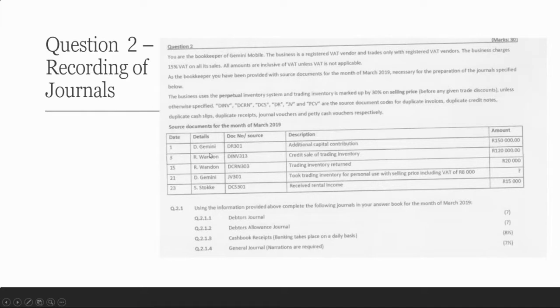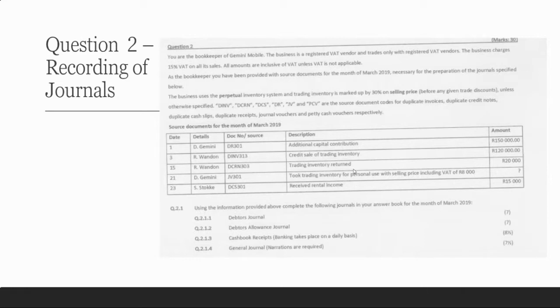So the first one, Gemini, which is the owner, gave additional cash contributions. So that would automatically go to your cash book receipts journal. Then the second one is R. Wanden, a credit sale of trading inventory. So when we sell something on credit, it goes to debtors journal. Then on the 15th, he returned trading inventory. So we said when goods are returned or you get a rebate, it goes to your debtors allowance journal.